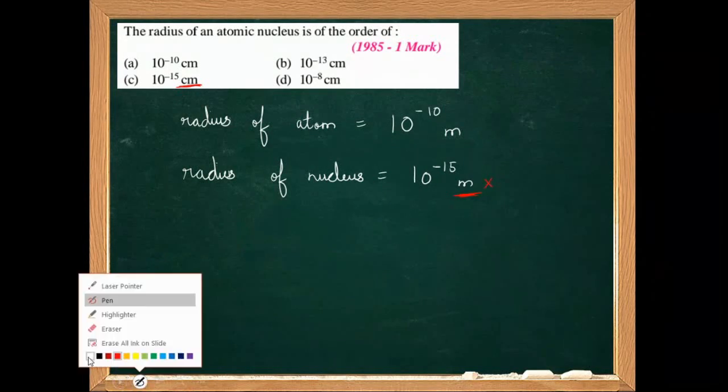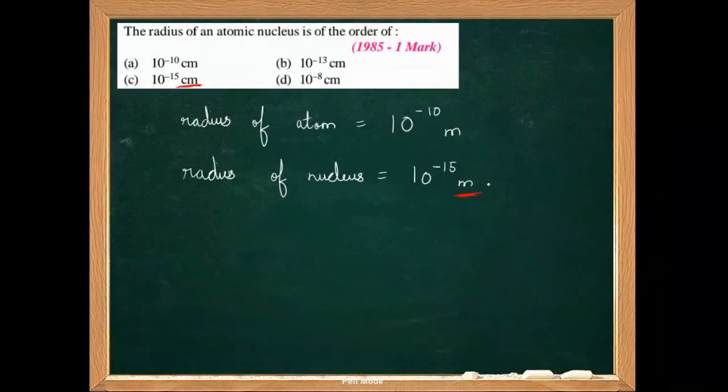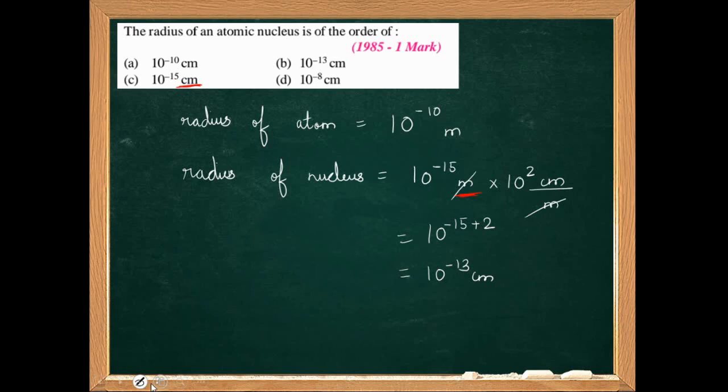Okay. So I will multiply by 10 to the power 2 centimeter per meter. So meter and meter get cancelled. So 10 to the power minus 15 plus 2 becomes what? So minus 15 plus 2. And this will give us 10 to the power minus 13 centimeter. Okay. So the right answer is 10 to the power minus 13 centimeter, which is option B.